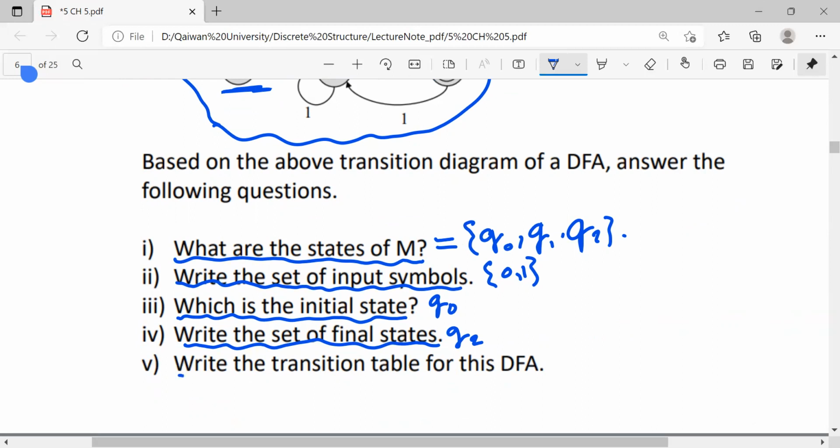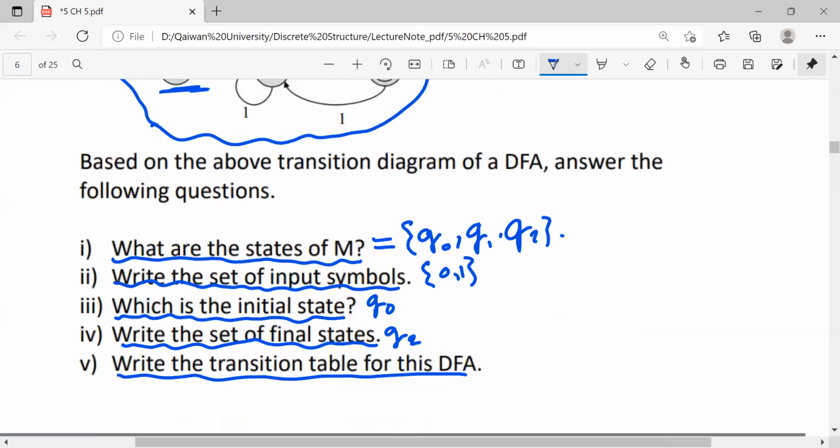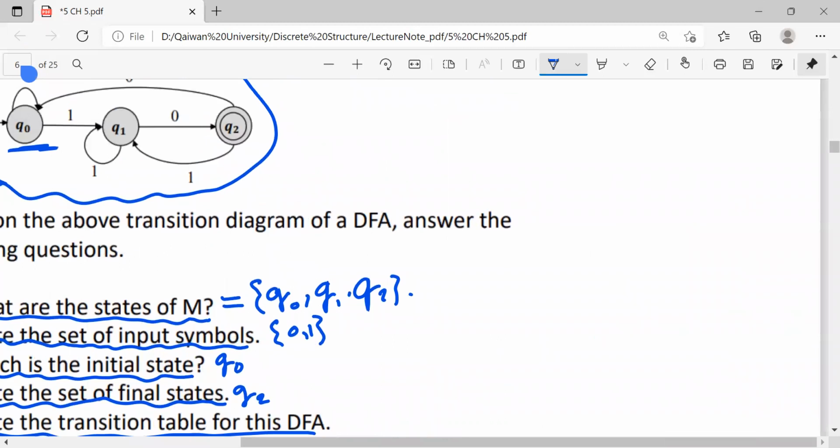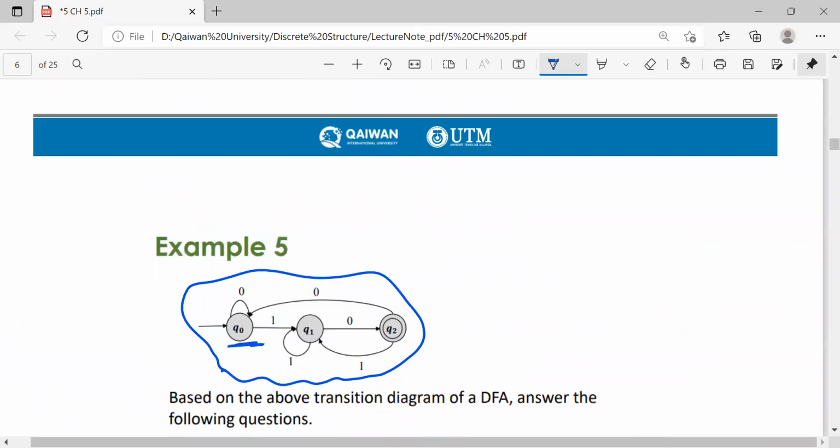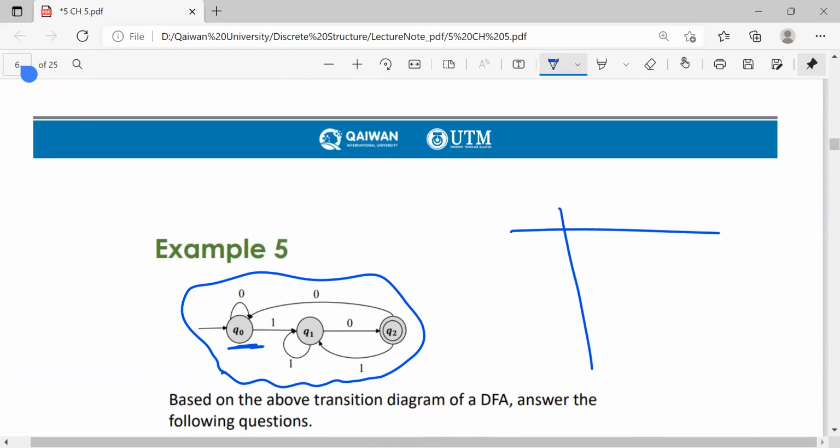Then it says, write the transition table for the deterministic finite automata. Let's draw the table. We write down the inputs above. The inputs are 0 and 1. And the list of states, we write beneath, which are Q0, Q1, and Q2.